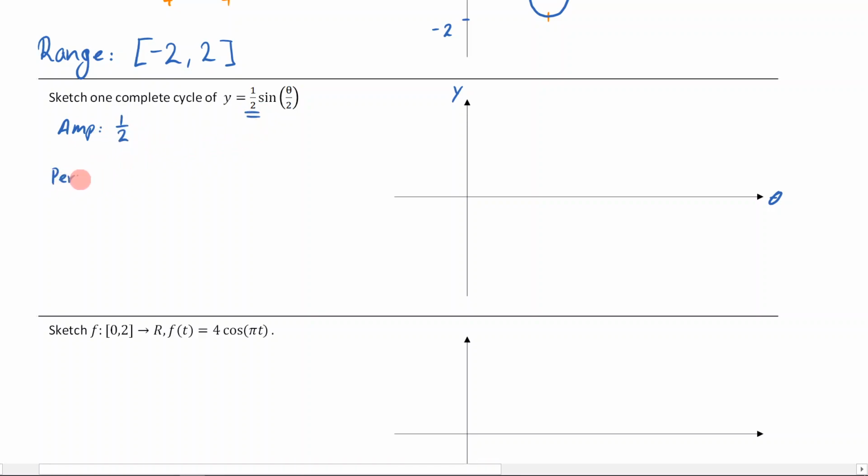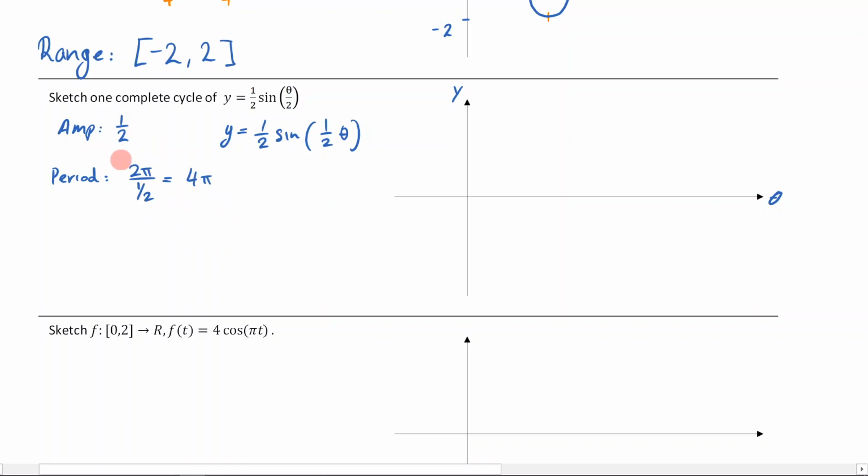The period is going to be 2 pi over whatever's in front of my theta. Now this can be confusing to some people. I could rewrite this as y is equal to 1/2 sine of 1/2 theta. Now it's quite clear that 1/2 is in front of my theta, but you should be able to just read that off as well. So that means 1/2 is going to be here, which means I'm going to get 4 pi as the period.